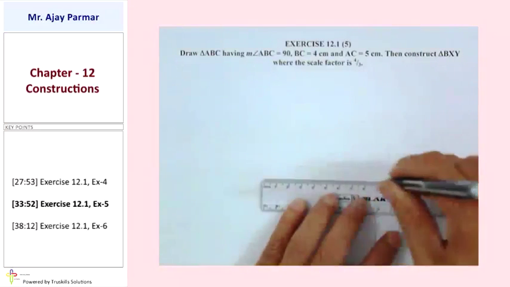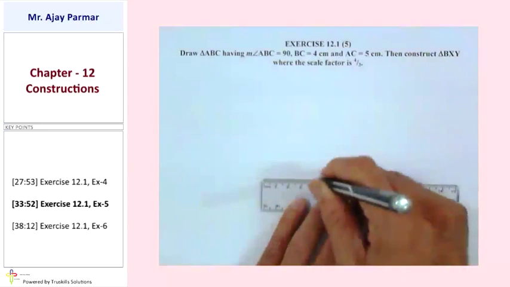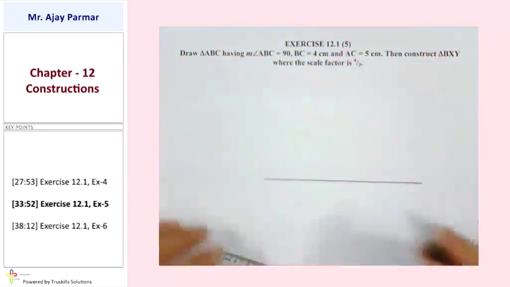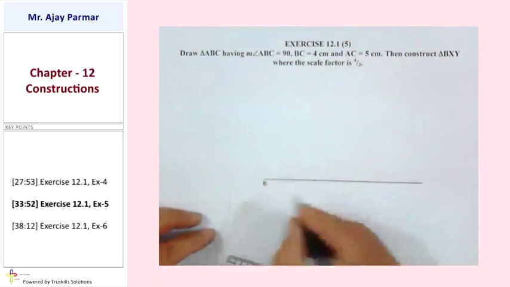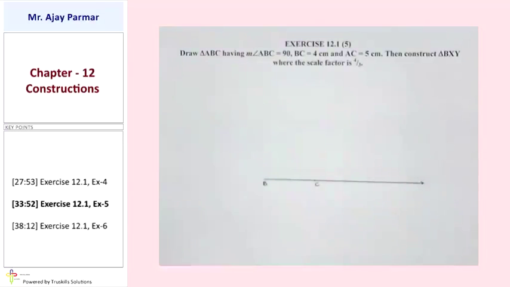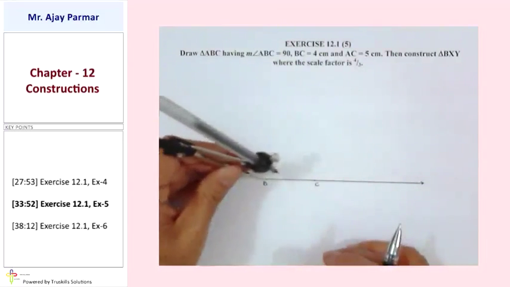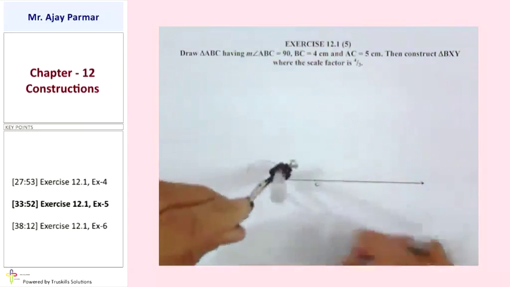Because our required triangle is having the scale factor which is bigger than 1. So, first of all, the big ray and a point on that will be point C. So this is point B and this is point C. Let us call this a ray. Now, measure angle ABC is going to be 90. So I am supposed to construct 90 degrees at point B. You know how to construct 90.